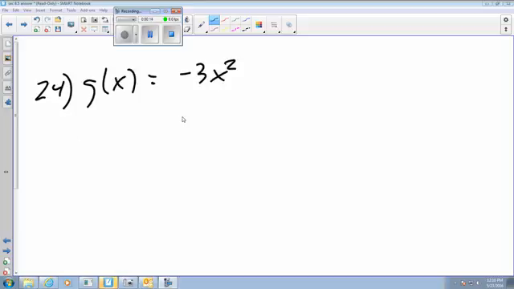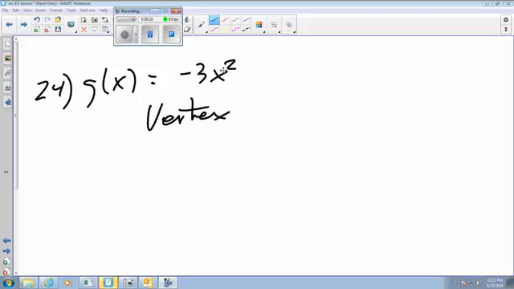Welcome to math class. We're going to do a video here on 8.5. We have question 24 we're going to start with. And it says g of x is equal to negative 3x squared. Remember, if there's any number in front here, we're going to start at our vertex and then make a table.